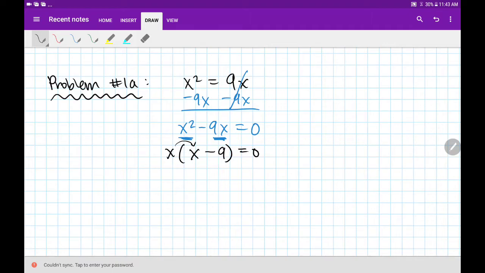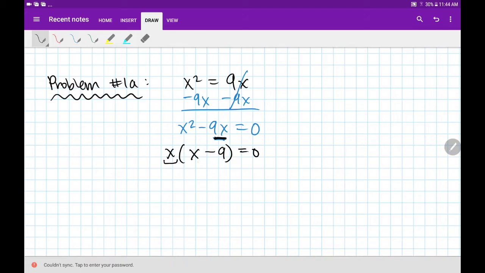So we can just FOIL this, or distribute it back in to make sure. X times x gives me the x squared, and x times negative 9 gives me the negative 9x that I needed. So that does work. Okay, we factored out our greatest common factor successfully.